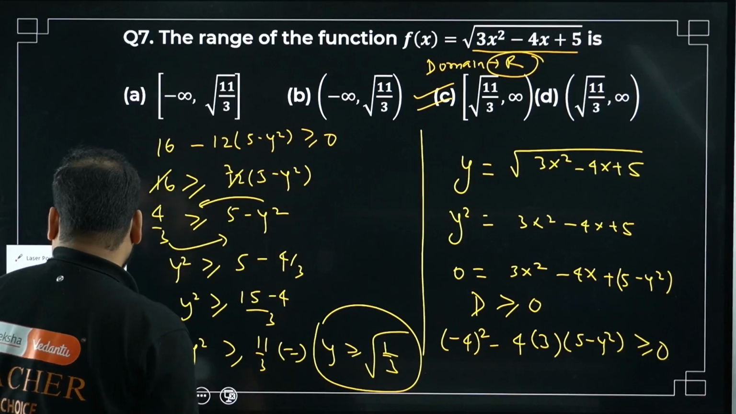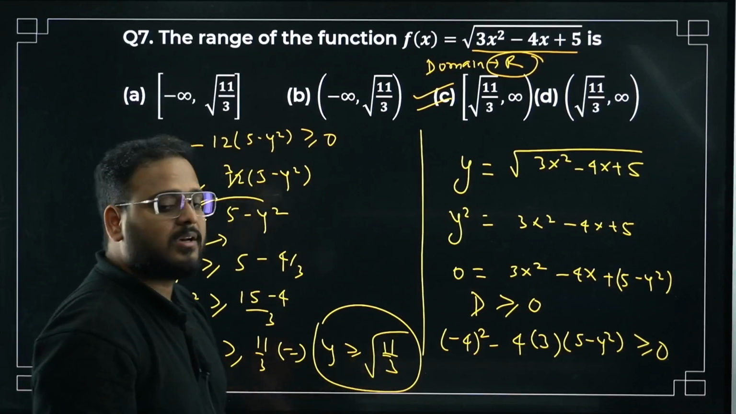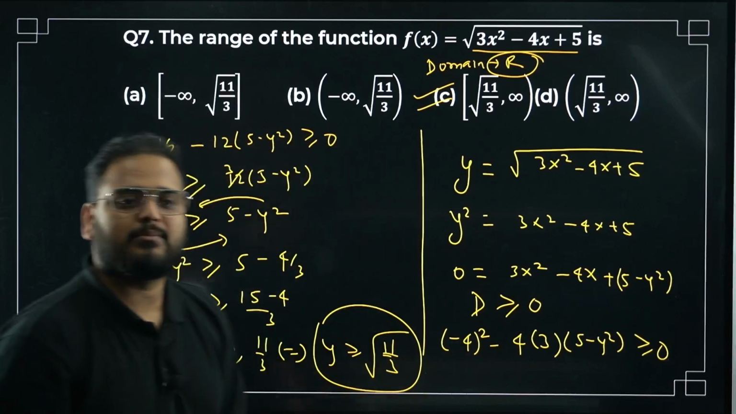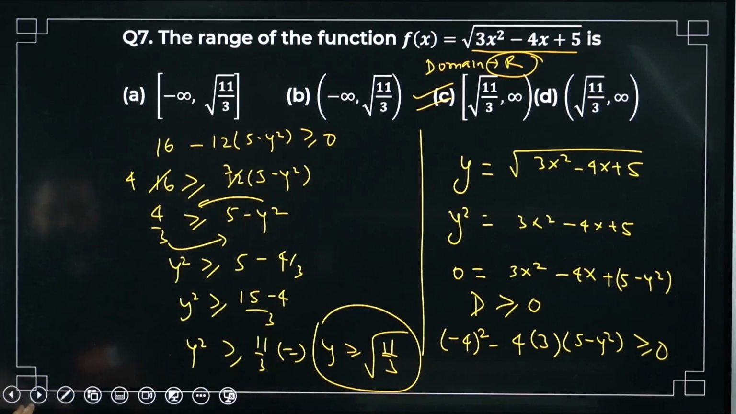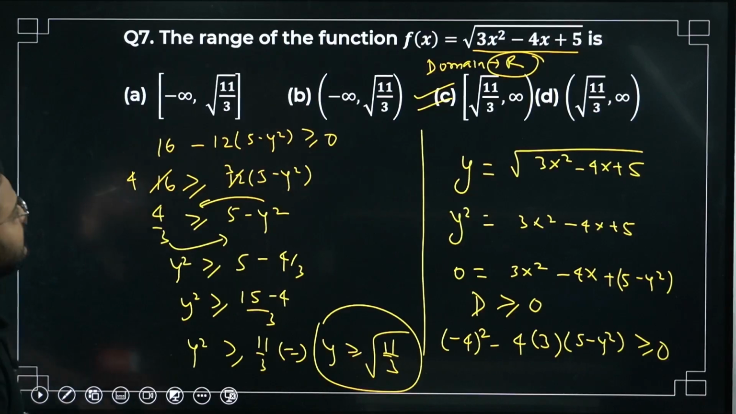Write it again. Root 11 by 3. Question number 7 is done. Shall I move on to question number 8? Yes, chaliye. Question number 7 answer was option number C.